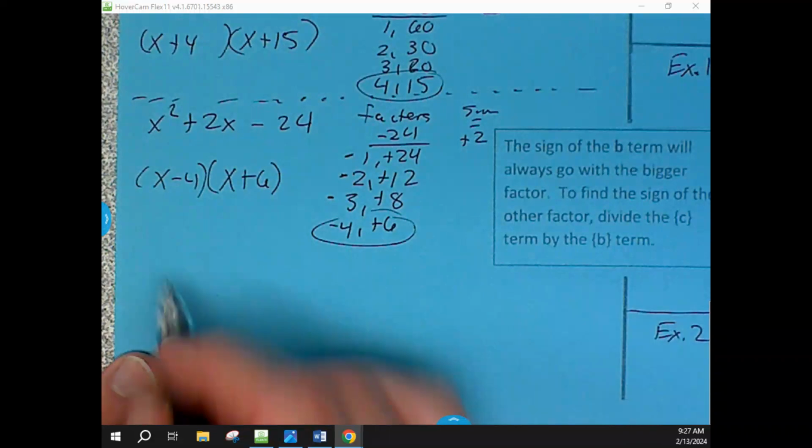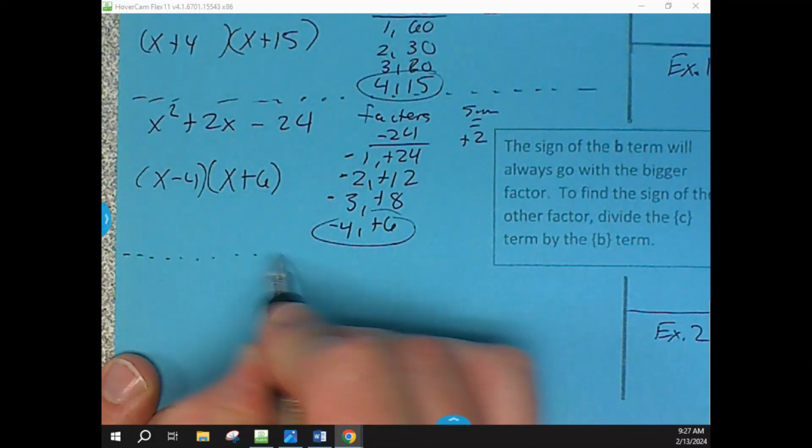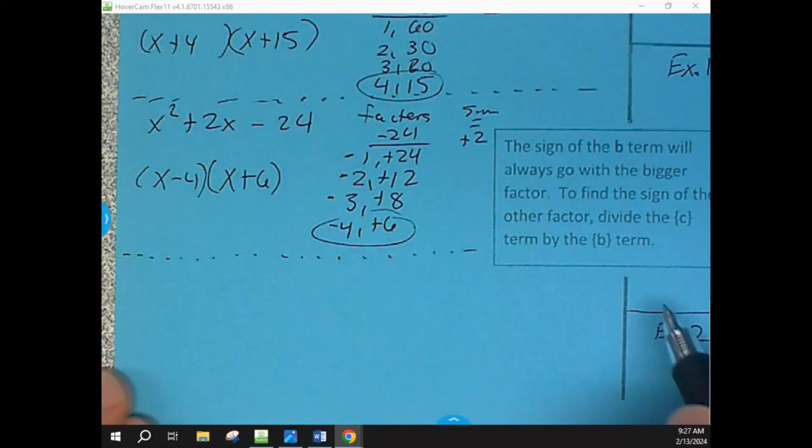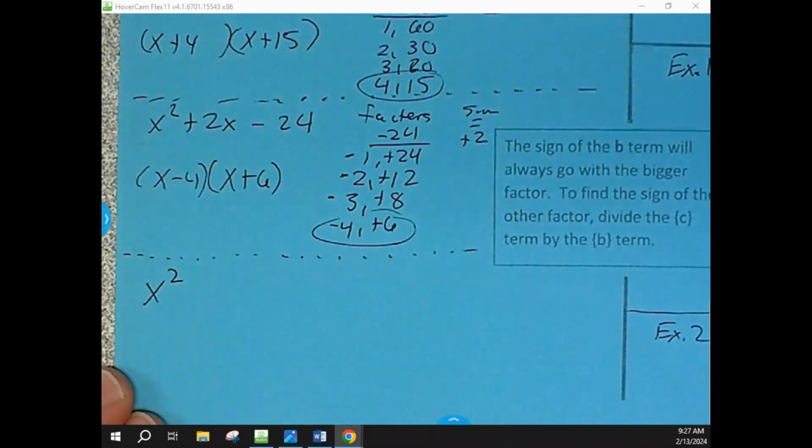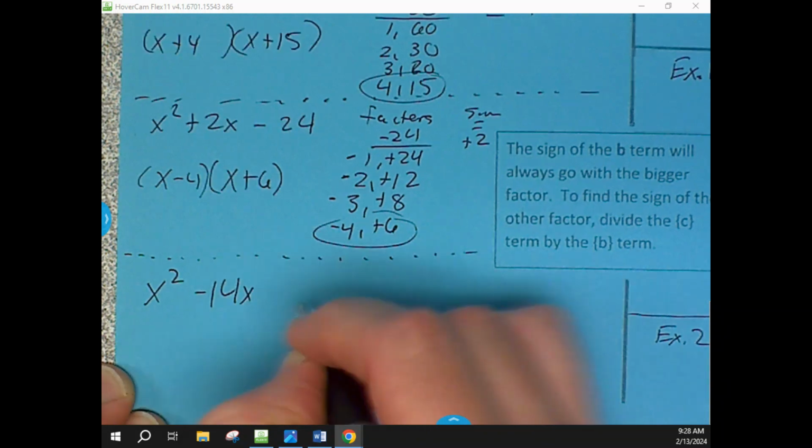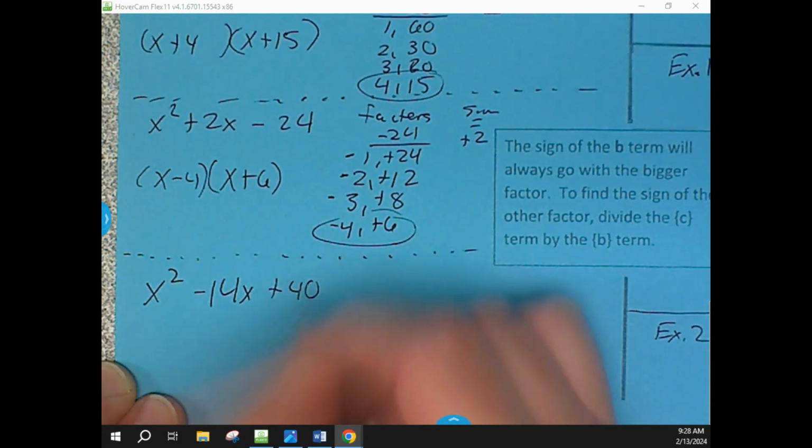Okay, and then one more of those. And let's go with x squared minus 14x plus 40.